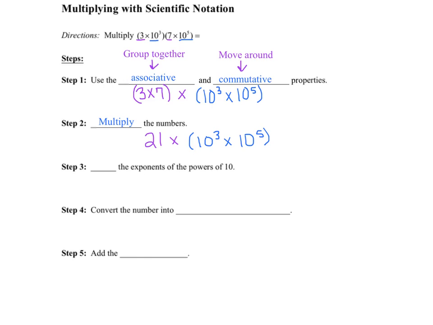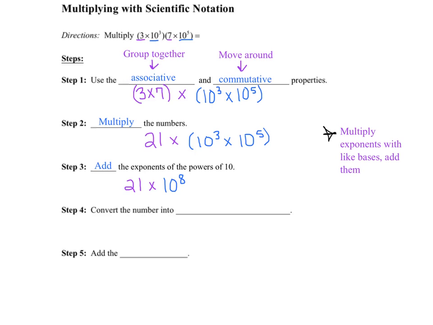Step 3 is we're going to add the exponents of the powers of 10. So we're going to add 3 plus 5, because remember, when we multiply exponents with like bases, we add them. So we're going to bring down the 21 times, and then add 3 plus 5, which gives us 10. So now we have 21 times 10 to the 8th power.